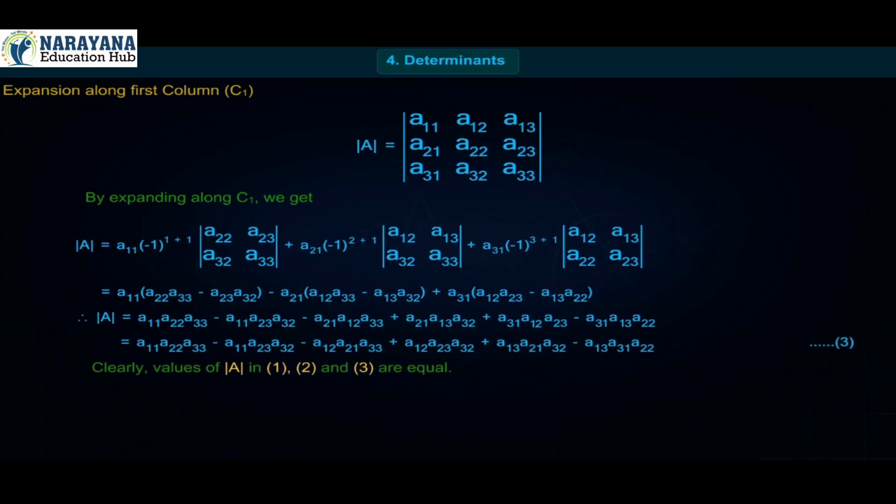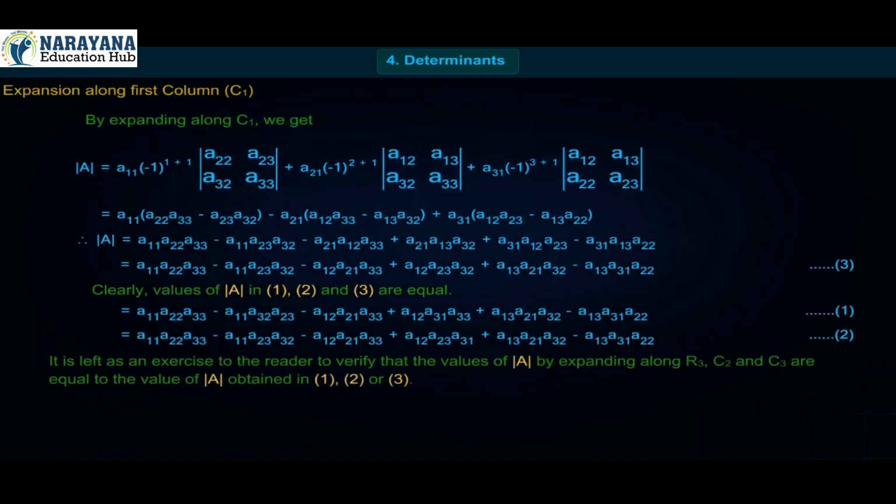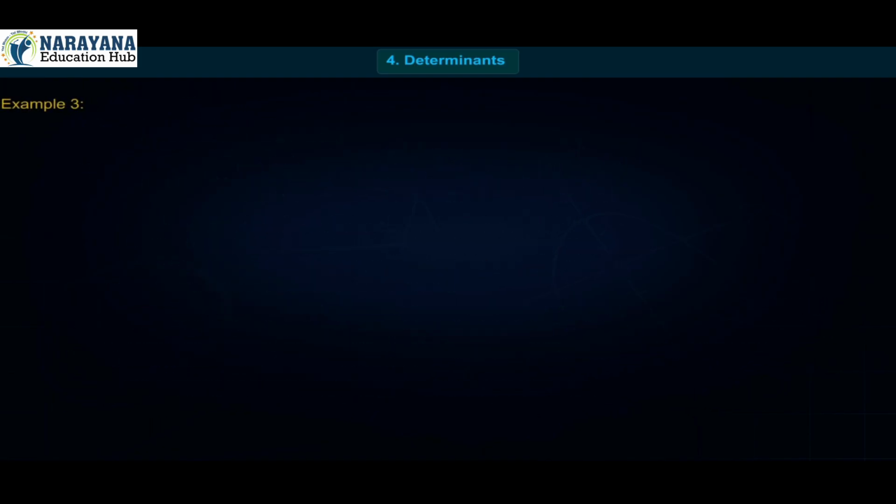Equation 3. Clearly, values of determinant of A in 1, 2 and 3 are equal. It is left as an exercise to the reader to verify that the values of determinant of A by expanding along R3, C2 and C3 are equal to the value of determinant of A obtained in 1, 2 or 3. Hence, expanding a determinant along any row or column gives the same value. Example 3.